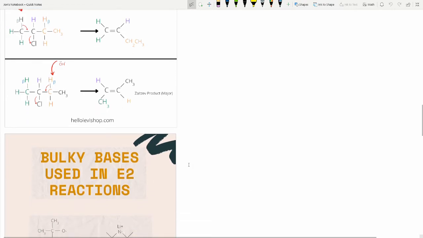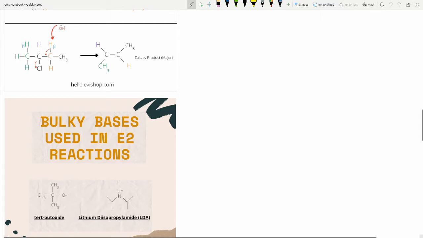E2 and SN2 reactions compete with each other. It's because they both require leaving groups, as well as SN2 requires a good nucleophile, while an E2 reaction requires a strong base.